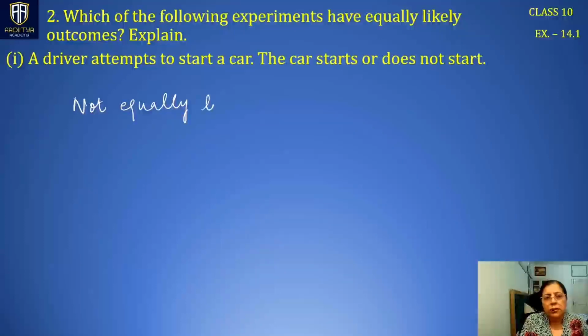Not equally likely outcomes. Unless and until there is some malfunctioning, the car always starts whenever we give it a spark. So we cannot say what the condition of the car is and under what circumstances we are performing the experiment. So we cannot decide what kind of outcomes this experiment will have. Whether the car gets started or not, we do not know at all. So we can say they are not equally likely.